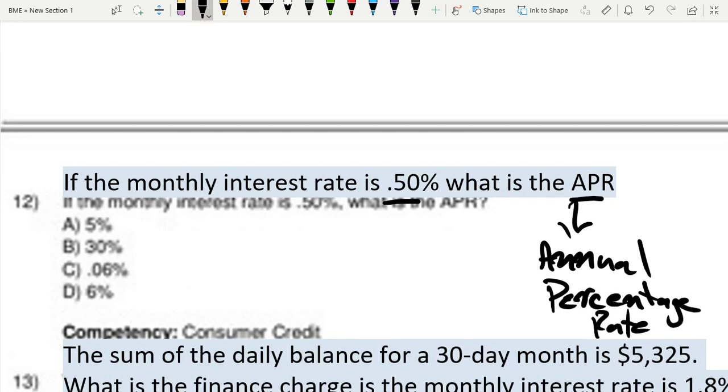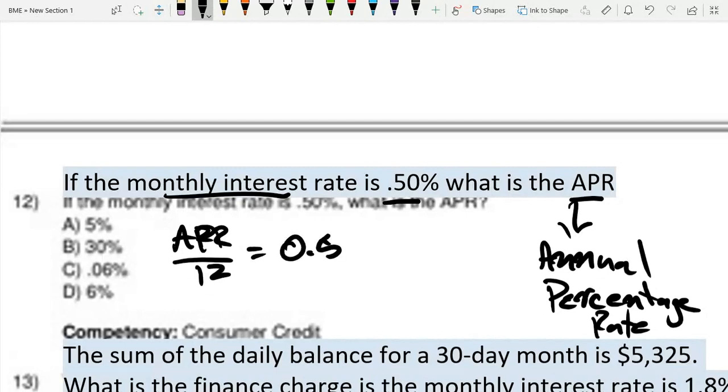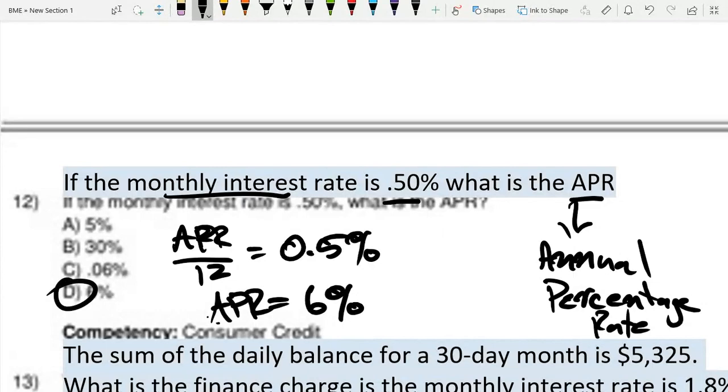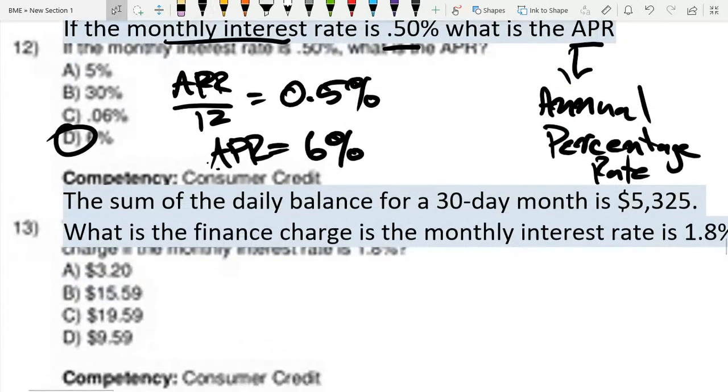And to find the APR, you take the monthly interest rate, which is the APR divided by 12, because per year and then per month would be over 12. This equals 0.5 percent. So now if you want to find the APR, you would just times by 12 on both sides. So you get APR equals 6%. And that's option D. Now on to our last and final question for this video.